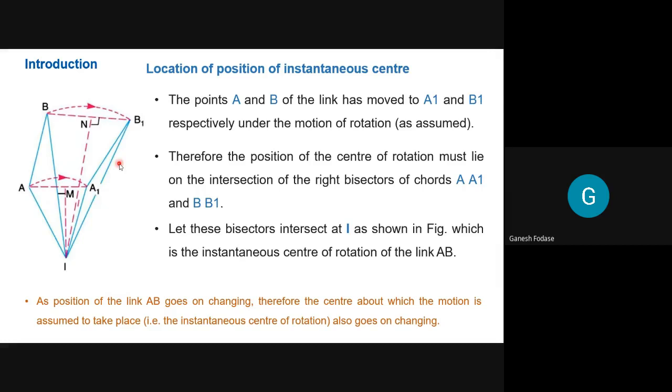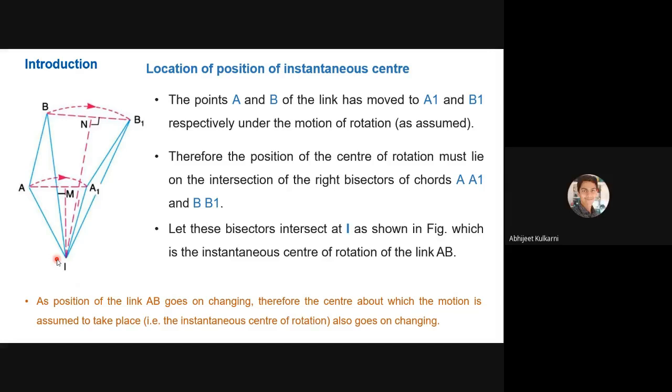Now what happened? Let's join AA1 and BB1 and draw perpendicular bisectors of AA1 and BB1. If I draw the perpendicular bisector of AA1, this will be the perpendicular bisector. If I draw the perpendicular bisector of BB1, this is the perpendicular bisector. Wherever these two perpendicular bisectors intersect, that point is I. So this is the method to locate ICR. I told you how to locate ICR, the general method. Is it clear?